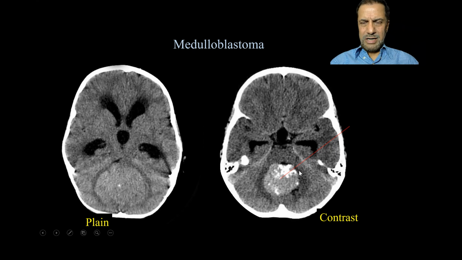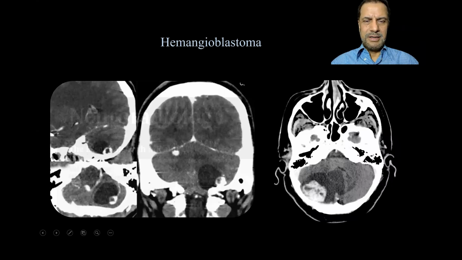If you do a contrast, this is the same case on the basal aspect, then you can see some contrast involvement and a lot of mass effect there. So these are medulloblastoma. And again, in the posterior fossa, you can see a small enhancing lesion with a big cyst, which is most likely a hemangioblastoma, and which can be very small.